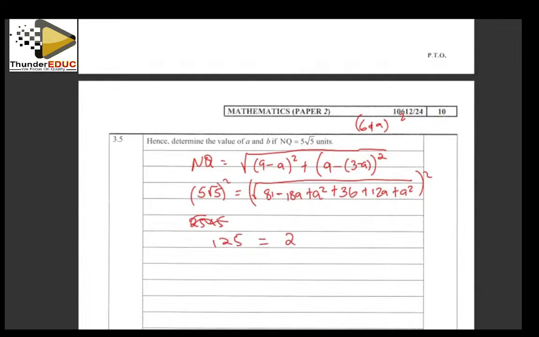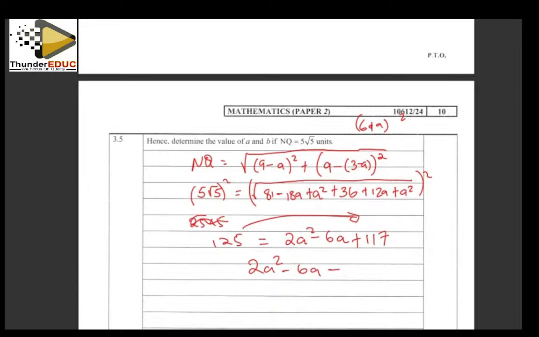How many A's are there? There are 2 A's. Minus 18 plus 12, that's minus 6A. 81 plus 36, that's giving me 117. Let me move the 125 that side. 2A squared minus 6A. That's going to be minus 125 minus 117, which is 8.